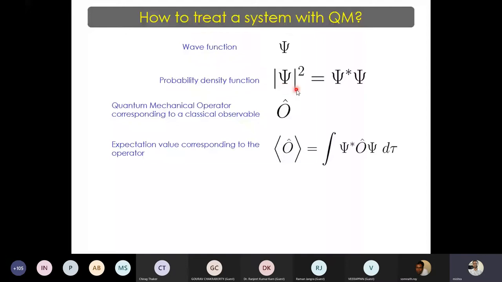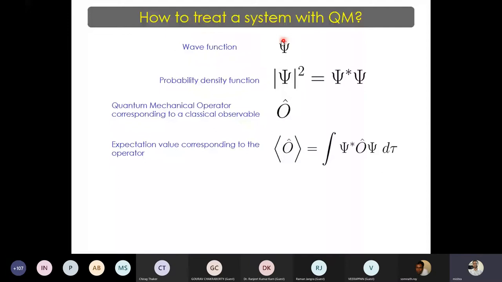So the probability of finding my system at a particular point in phase space is obtained by this psi star psi. Now, I said that the wave function contains all the information, but how do I get this information? Quantum mechanics allows us to get information from this wave function in terms of a quantum mechanical operator. Whenever we want to know something about a particular system, that means we are interested in a particular classical observable. So quantum mechanics tells us to get the corresponding quantum mechanical operator, in this case operator O, and apply it on this wave function, because the wave function is where all the information is stored. Apply this operator on the wave function, and you will get the outcome. That outcome is your classical observable.